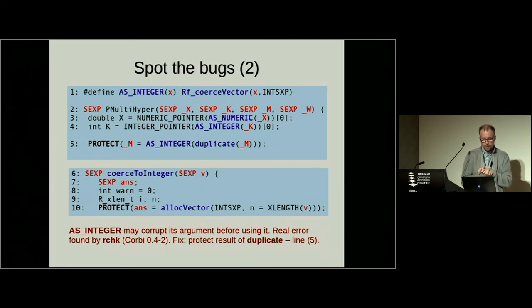So actually what coerce to integer is doing is right. That's a convention in R, in this API, that it is the caller who is responsible for protecting. So the bug is at line 5, and it is that we must protect the result of duplicate before passing it to as integer. And then we can unprotect later, of course. So this is another real bug.